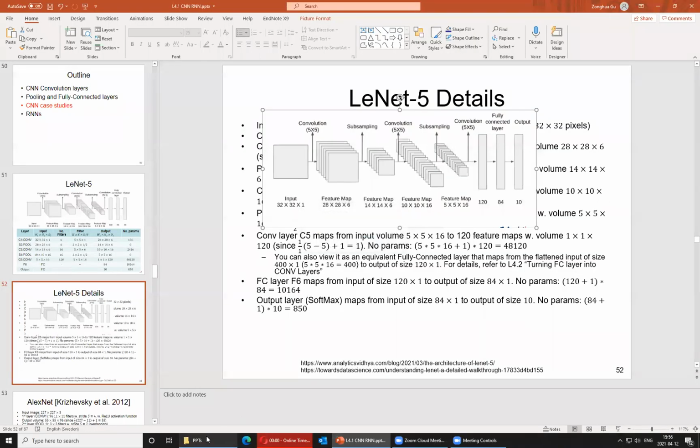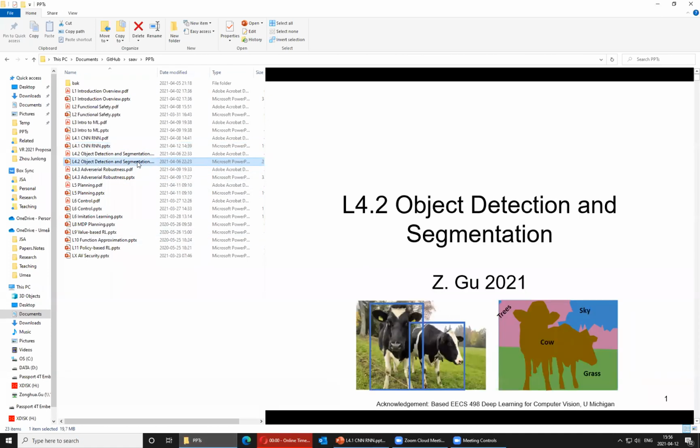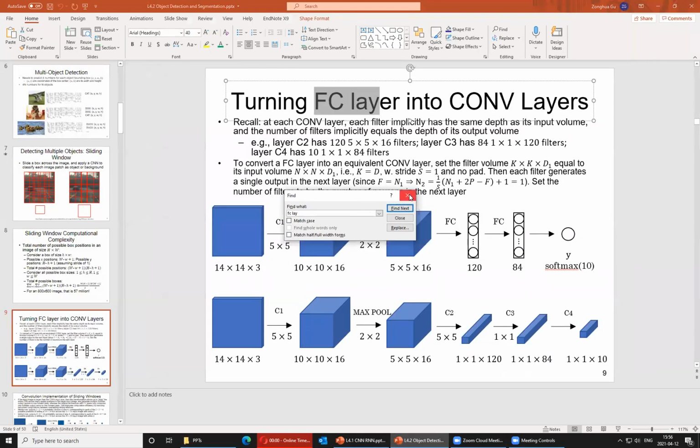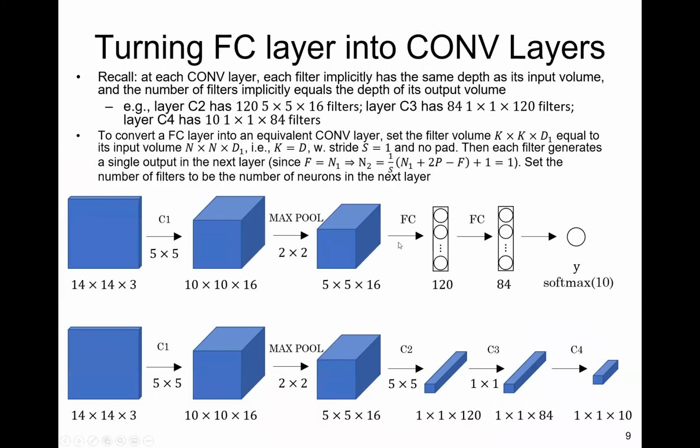Let me look it up. So suppose you have these 2 FC layers, similar to the LeNet, and you can convert it into a conv layer by setting the filter volume equal to the input volume. Then each filter generates a single output in the next layer.